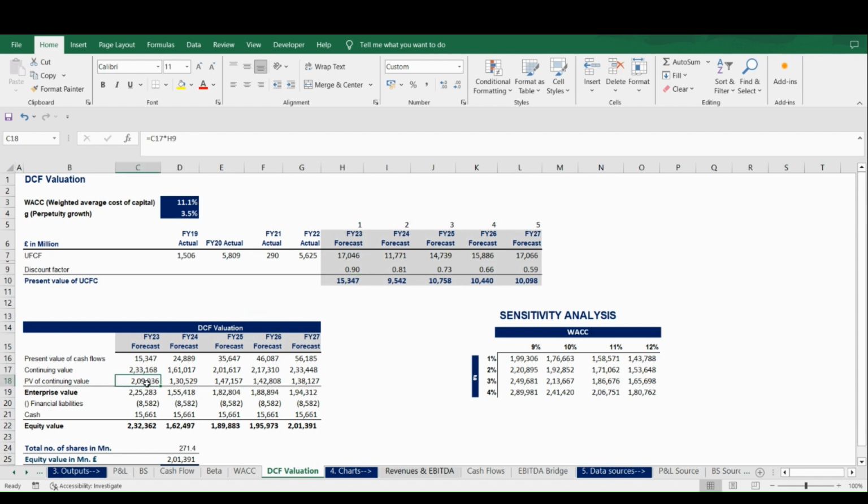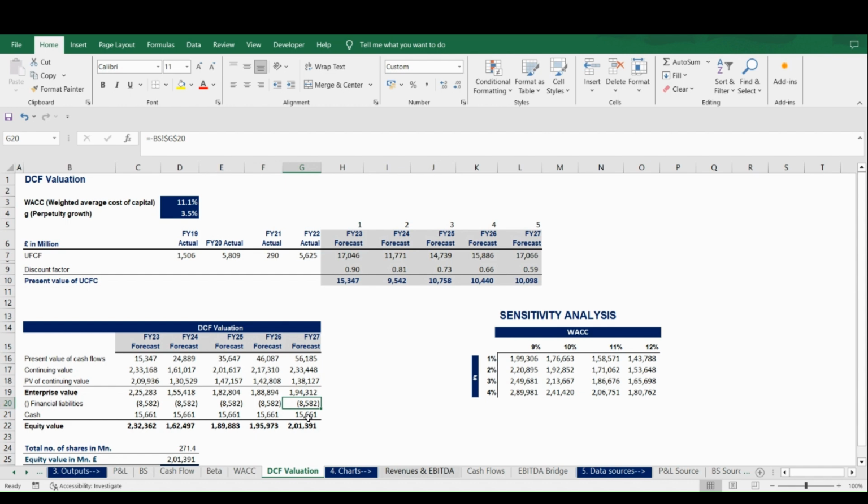For continuing value, what we do is we calculate it via the last year's cash flow multiplied by the growth rate. So we are in the year 27. Here we'll look at this. So L7 is the last year's cash flow multiplied by 1 plus perpetuity growth, divided by WACC minus perpetuity growth. So that's how we calculate the continuing value of the company. This multiplied by the discount factor we have in the last year will get us the present value of continuing value. That's how we get the enterprise value.